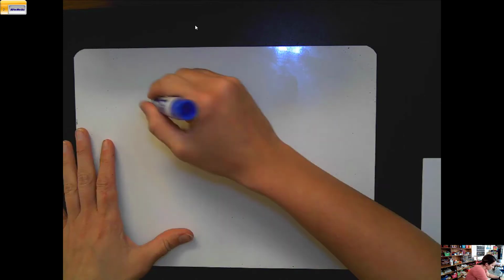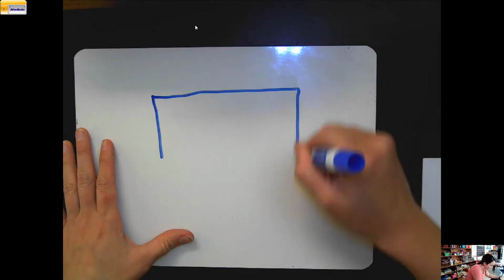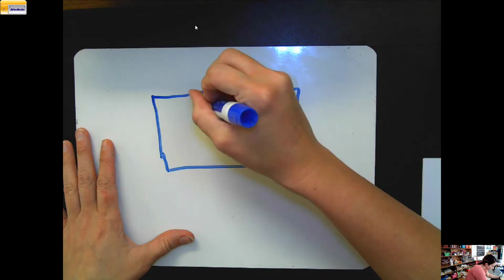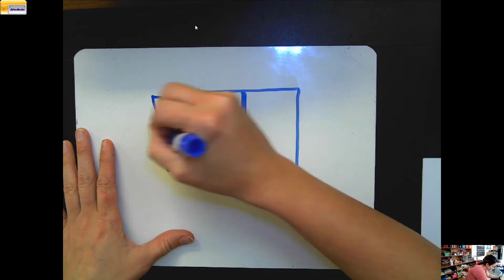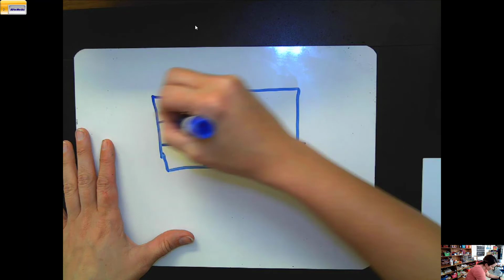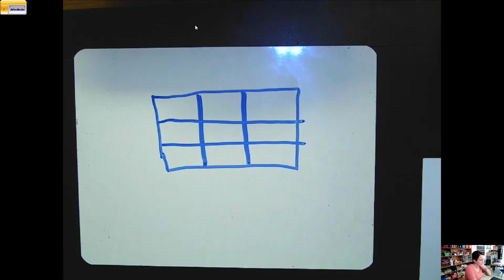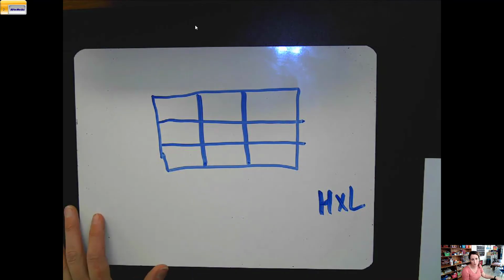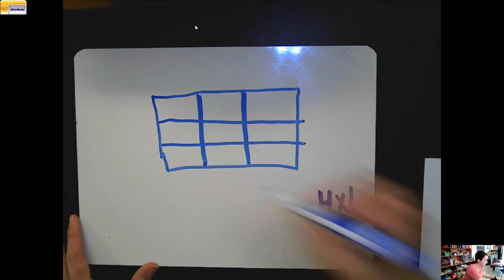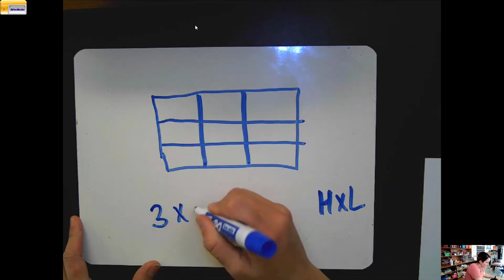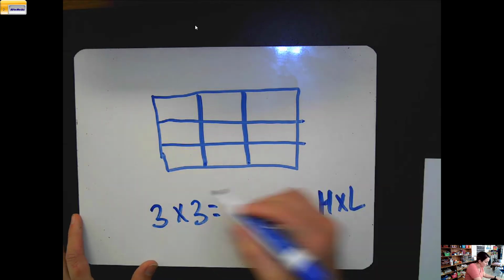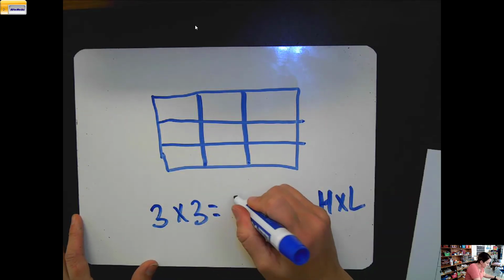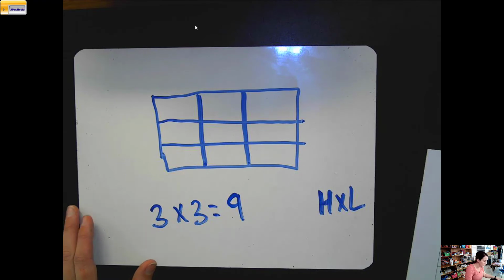We're going to do another little warm-up. I'm going to draw an array, and I want you to write a multiplication equation for it. It's going to be the height times the length. Go ahead and go. Great, it goes up 3 and it goes over 3. So it is a square, even though it doesn't look like one. 3 times 3 is 9. This should be your answer.